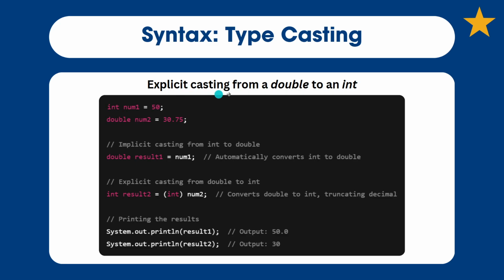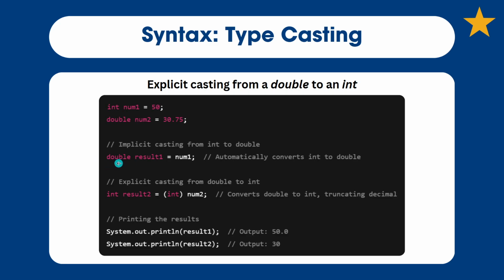So here's an example of explicit casting from a double to an int. So we have our int num1 is equal to 50. We have a double type variable called num2 equal to 30.75. So let's say we set a new variable to the same value of num1. So it's saying, hey, result1, I want you to point to whatever num1 is pointing to. So we're going to go to num1 and we're going to see, okay, it's pointing to 50. So now result1 is equal to 50.